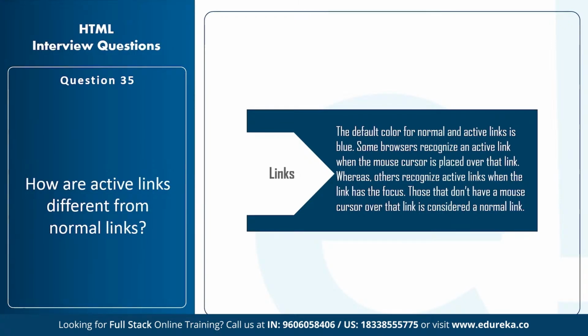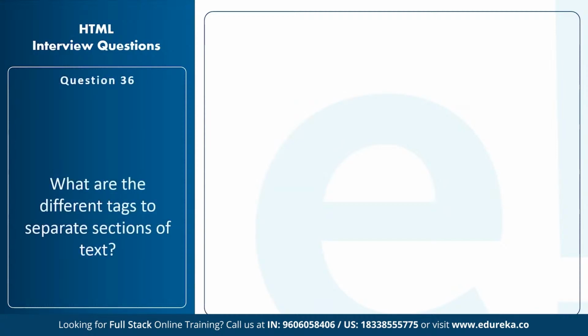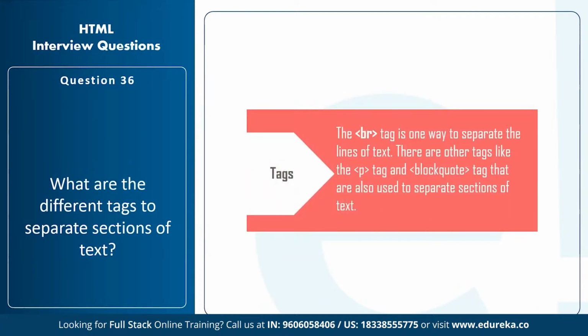Now moving on, the next question is, what are the different tags to separate sections of text? Now we already know about the BR tag, but this is just one way to separate the line of texts. There are other tags like the P tag and block quote tag that are used to separate sections of text. So with the BR tag, you can break the line, and with the P tag, you can go to the next paragraph. And with the help of the block quote, you can separate into different sections and put the larger section inside a block quote tag.